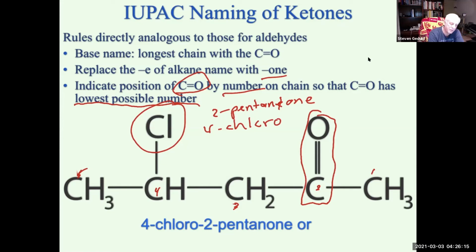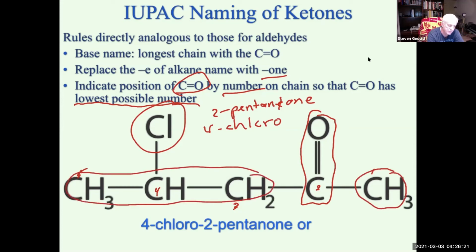Or if we want to name a common name, we have 2 groups that are attached. We have a methyl group and we have a propyl group. The methyl group's the smaller one, so we put methyl first. And then the propyl group has a chlorine attached to it. Naming this individually, 1, 2, 3 coming across from the carbonyl group, it would be 2-chloropropyl ketone.